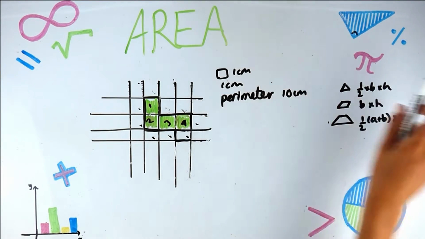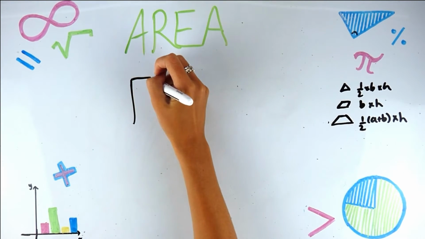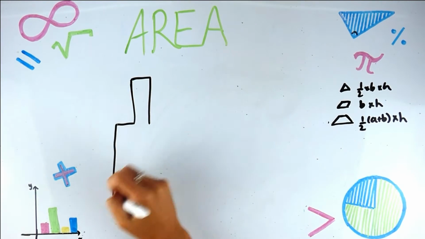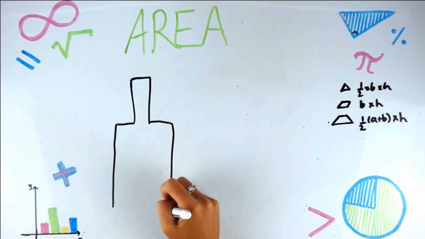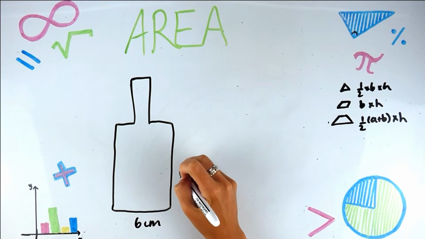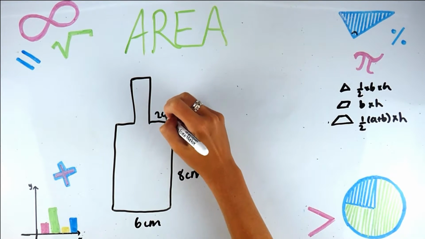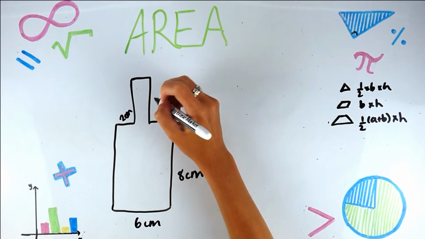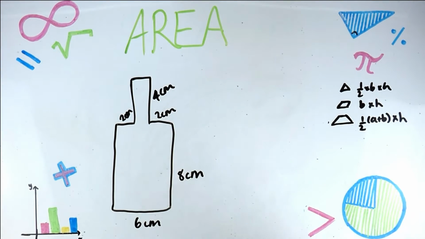Another one I'm going to say, just going to draw a shape, and this is replicating. We're going to go with a cricket bat, okay? And I'm going to add some lengths on here, 2 centimetres, 2 centimetres, obviously not to scale. And now I want the area of the cricket bat.